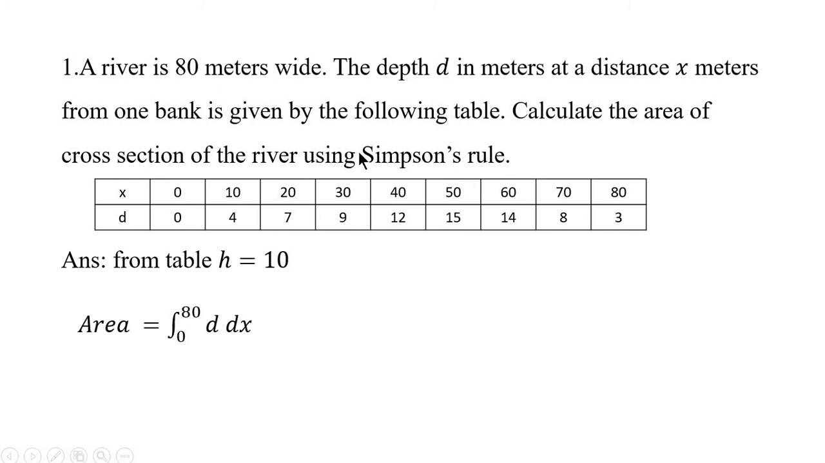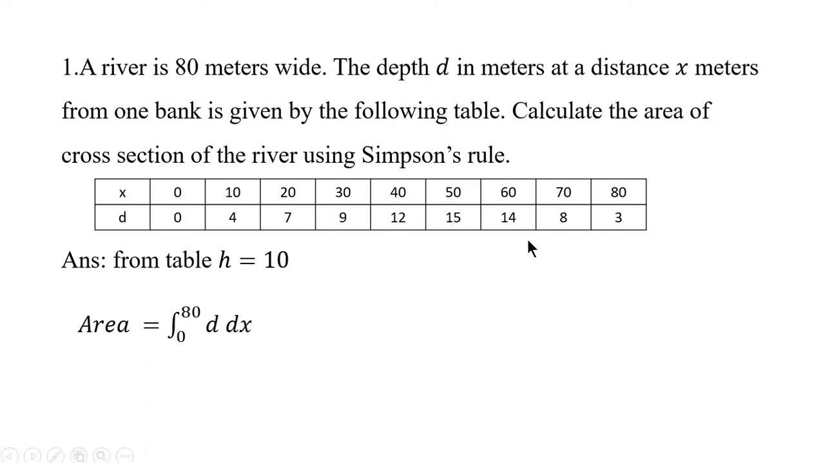Usually they will not mention which method you have to use, so you will be confused whether this is a numerical integration problem or not. But you know, to calculate area we can use the numerical integration method. And since Simpson's one-third rule is the best among both the methods, we are using Simpson's one-third rule.